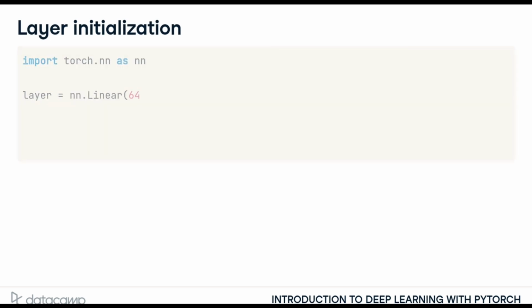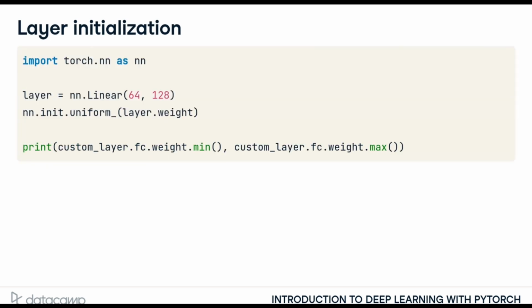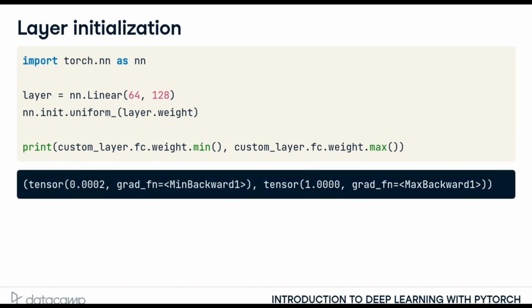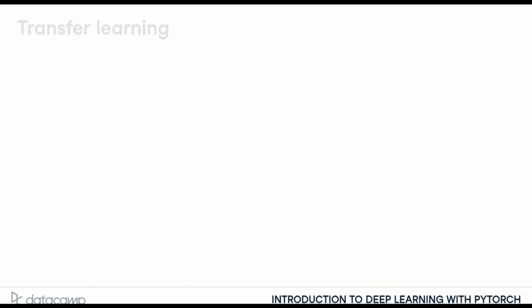PyTorch provides an easy way to initialize layer weights with the nn.init module. For example, here we initialize a linear layer with a uniform distribution. As you can see, the weights values now range from 0 to 1.